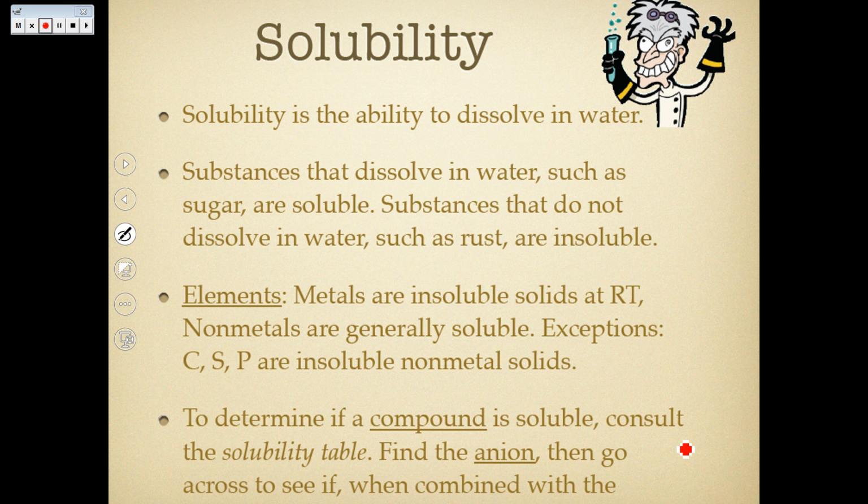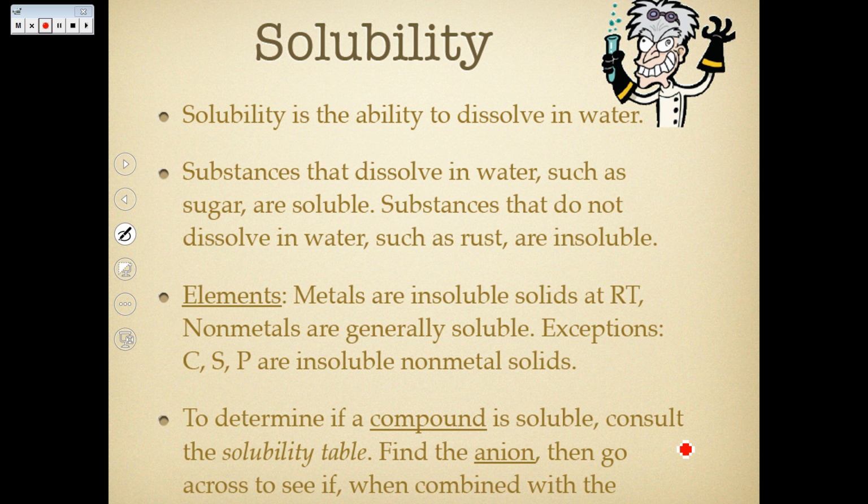Solubility is the ability to dissolve in water. Substances that dissolve in water, such as sugar, are soluble. Substances that do not dissolve in water, such as rust, are insoluble. Metals are insoluble solids at room temperature. Nonmetals are generally soluble. The exceptions are carbon, sulfur, and phosphorus, which are insoluble nonmetal solids.